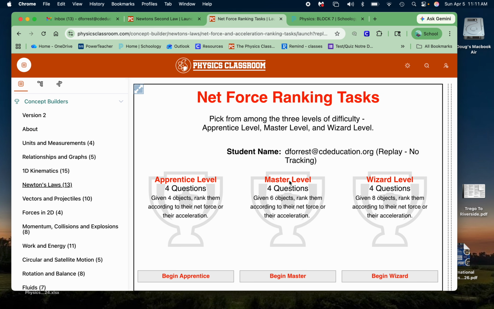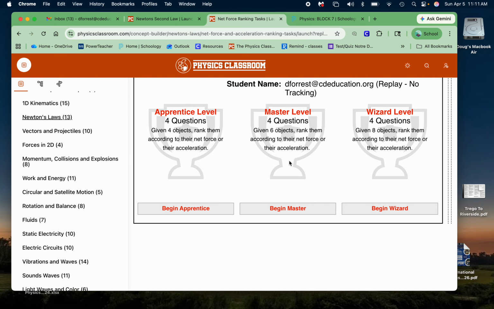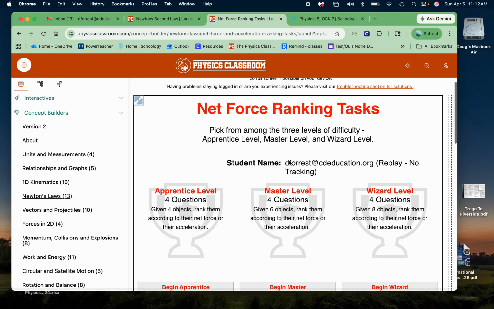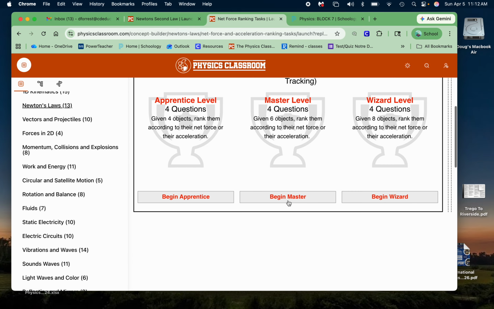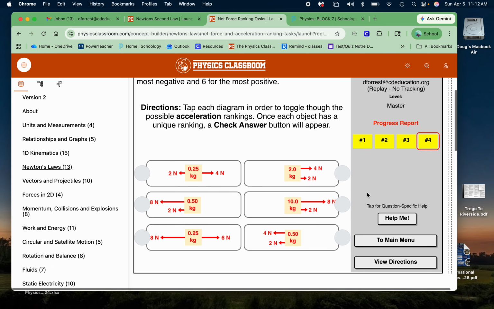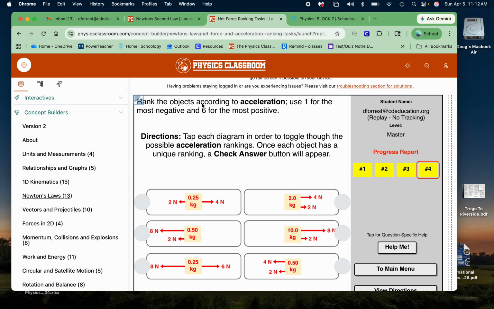The second ranking task here deals with net force. And again, I'm going to do a couple on the master level. So in this case, they're either asking you to rank acceleration or force. So you have to be careful. Acceleration is the harder one to do because you have to use that calculation, net force over mass. So they're having 1 for the most negative, 6 for the most positive. Left is negative, right is positive. So this is a challenging one.